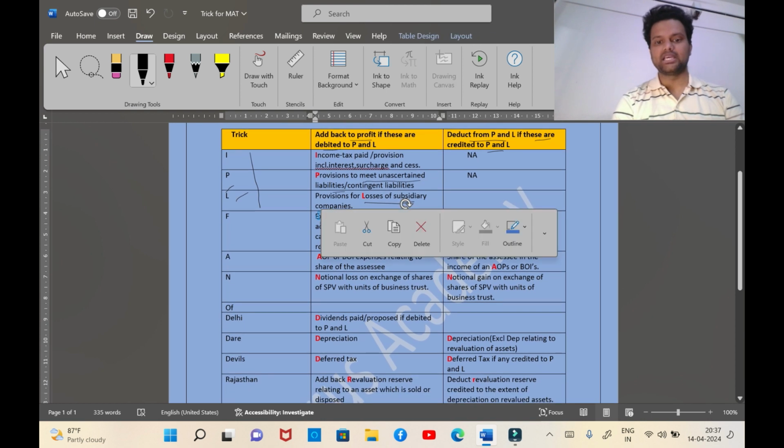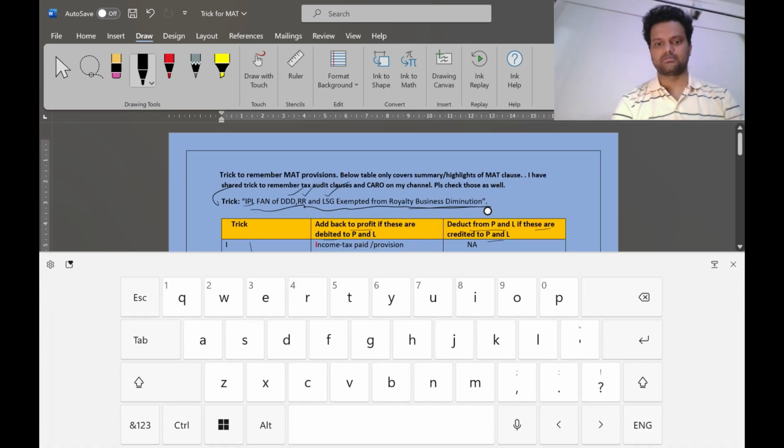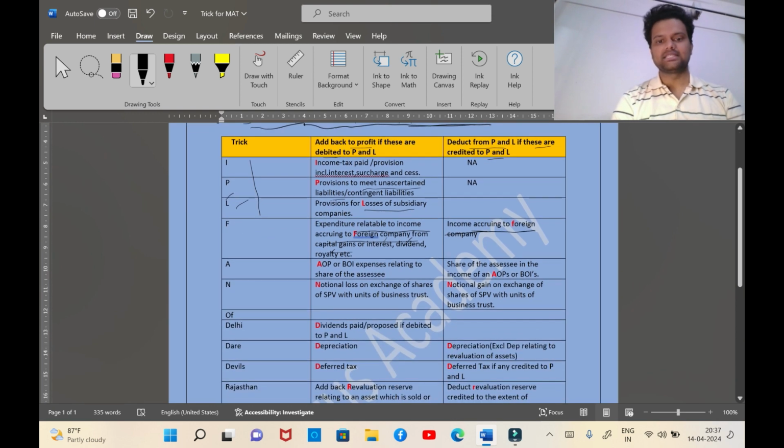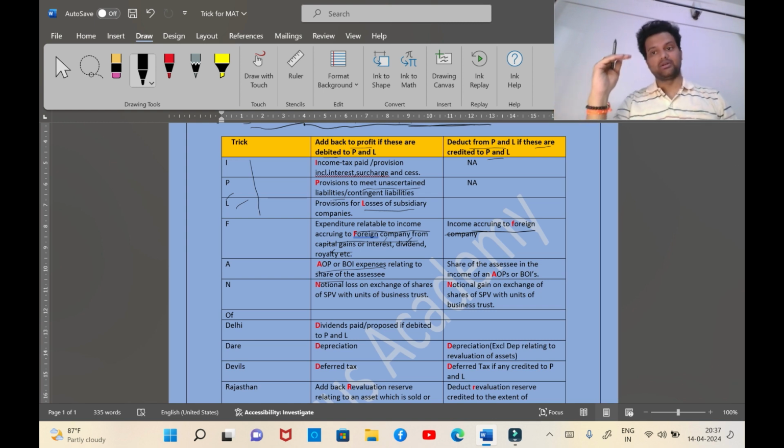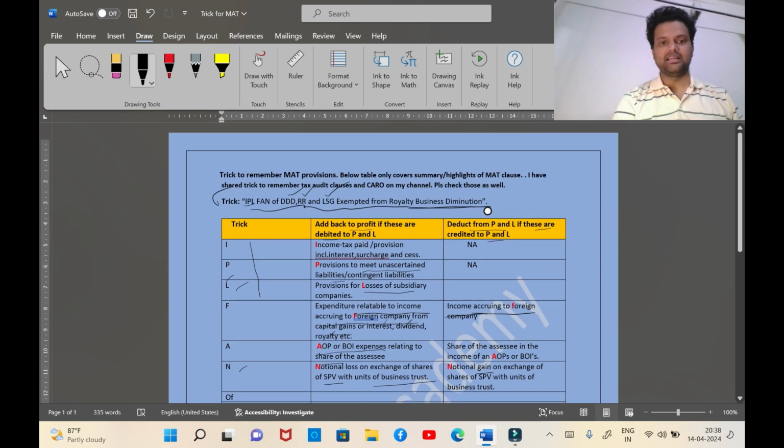Now A means AOP, BOI. A means AOP, BOI expenses related to the share of expense, and at the same time the share of the SSC relating to the AOP and BOI business. If it is credited, you need to deduct. If it is an expense debited, you need to add back. And N means notional loss on exchange of shares of SPV, special purpose vehicle, with units of a business trust. If there is a notional loss on the exchange of shares with the business trust, that notional loss you need to add back. At the same time, if you get any notional gain, that you need to deduct from the P&L. That is called FAN. IPL FAN is over.